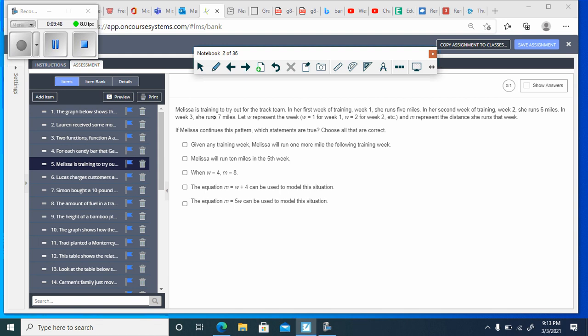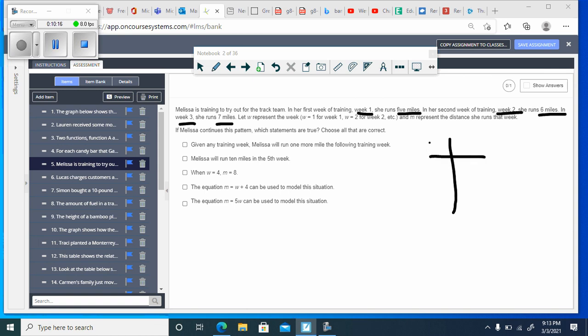Marissa's training to try out for the track team. In her first week of training, week 1, she runs 5 miles. In her second week of training, week 2, she runs 6 miles. Week 3, she runs 7. If W represents the weeks and M represents the distance she runs, if Melissa continues that pattern, which statements are true? Okay, well, let's look at this.